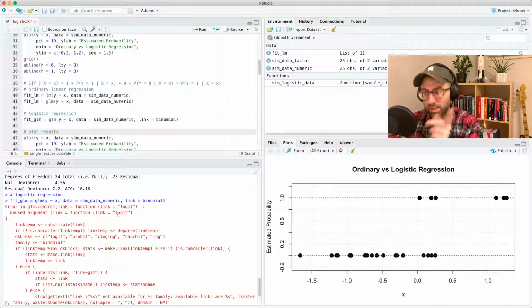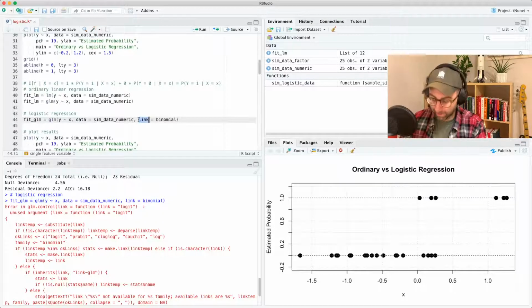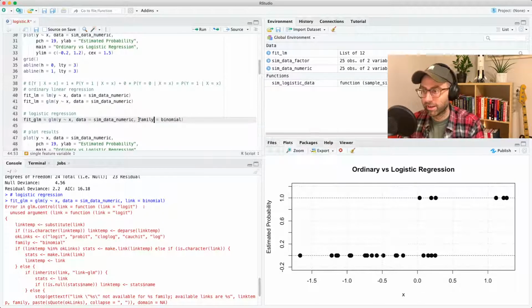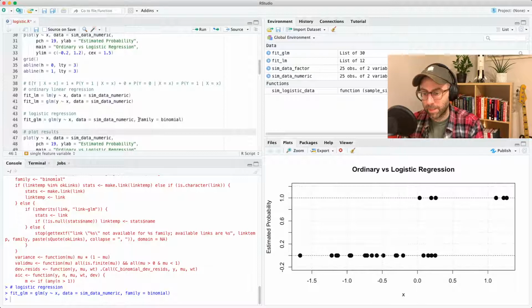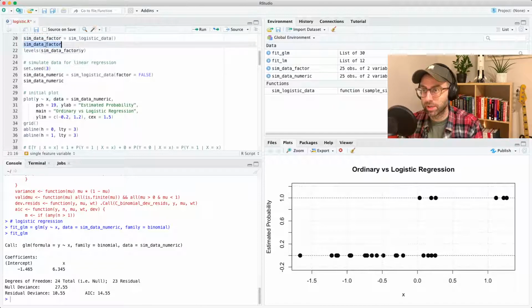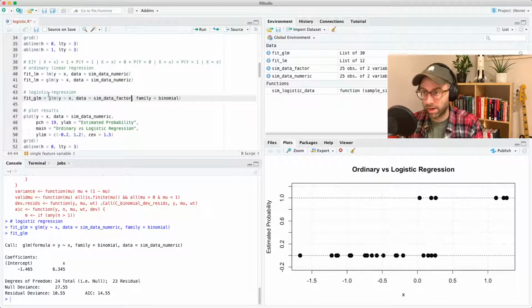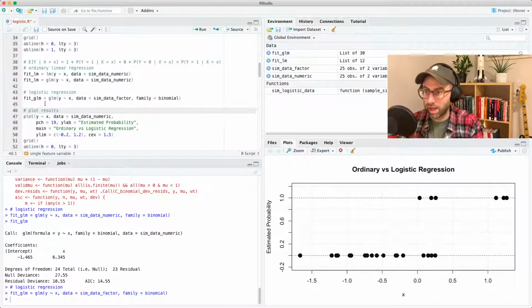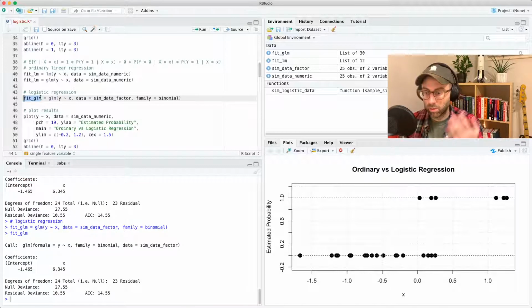Except that doesn't work, because link is not the name of the argument. It's actually family. Okay, there we go. Does that work? Okay, so that works, and I wish it didn't. But that fits logistic regression. But what I want to say is we should be using the data with a factor variable there. And when we do that, we get the same thing.